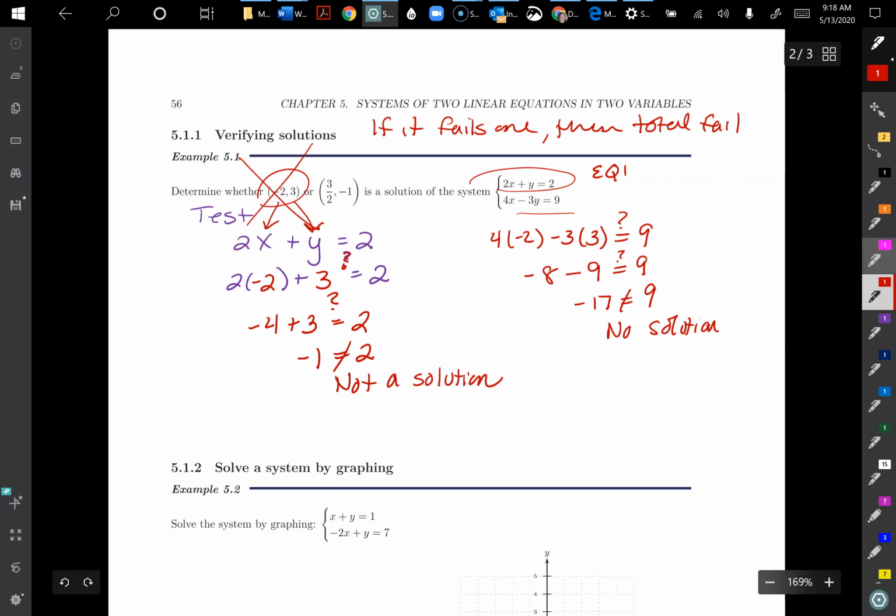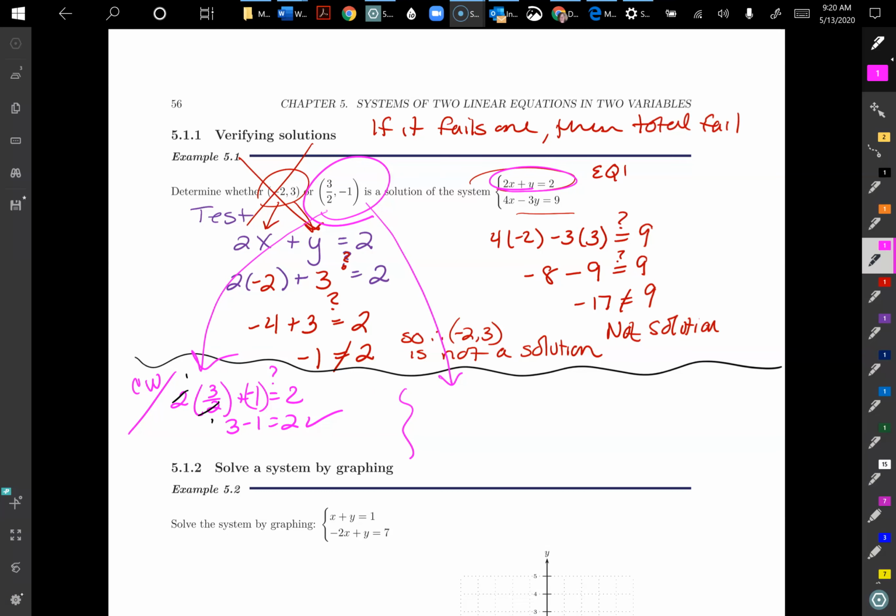Now we're going to check the other one here, 3/2 and -1. So we're going to check that in the first equation and then the second. So why don't you do that one as classwork and see how that goes? All right, I've plugged in my 3/2 and my -1 into this top equation, and I got that 2 does in fact equal 2, right?